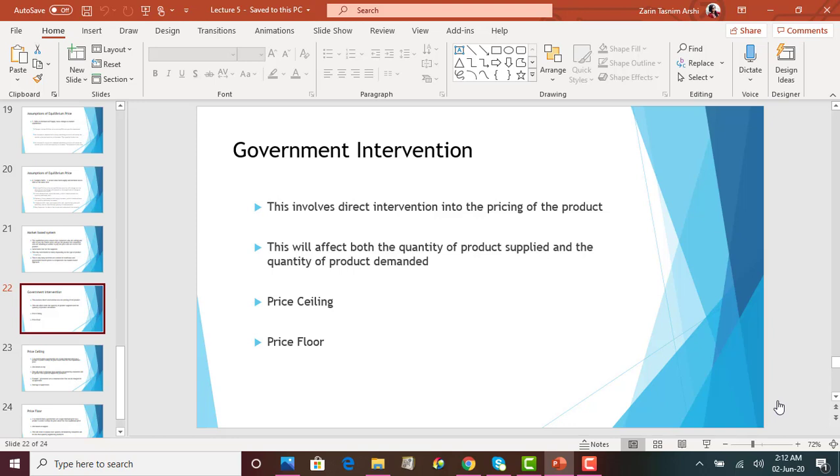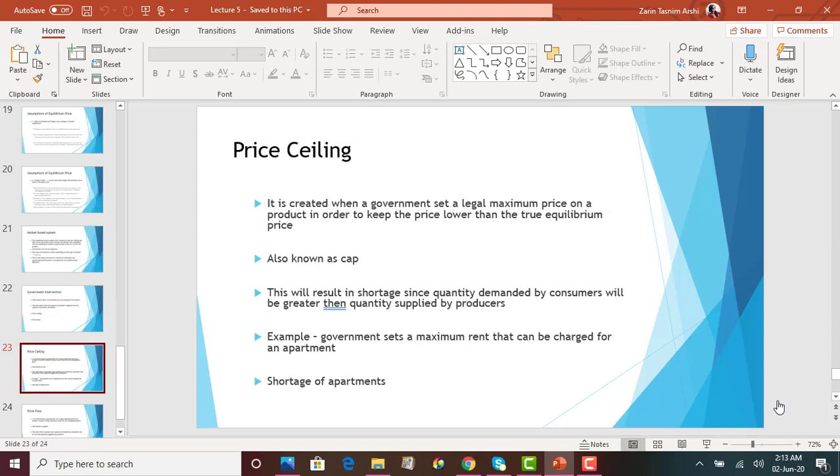okay, to the producers. Now, this policy will definitely affect your quantity supplied and quantity demanded. And government can intervene in the market through prices in two different ways. They can either impose the policy called price ceiling, or they can do price floor. Okay, so what is price ceiling? Price ceiling is when the government sets a legal maximum price on a product in order to keep the price lower than the true equilibrium price, and it is also known as a cap.